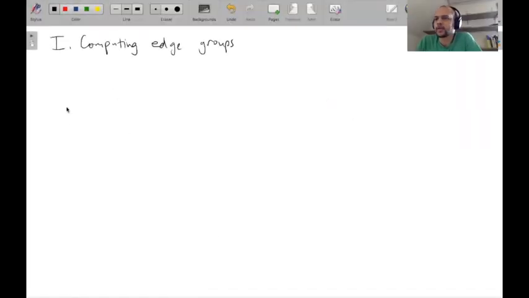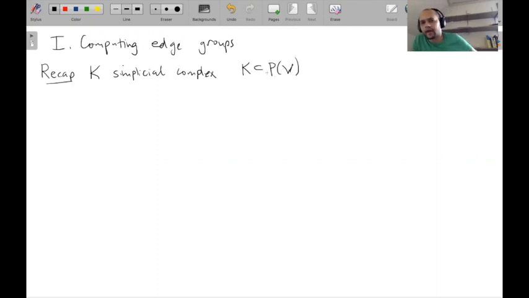Okay, so let me start with a little recap of last time. We are discussing simplicial complexes. A simplicial complex for us, we'll think of it as a subset of the power set of some set V, which is the set of vertices. So elements of K are simplices of some dimension.